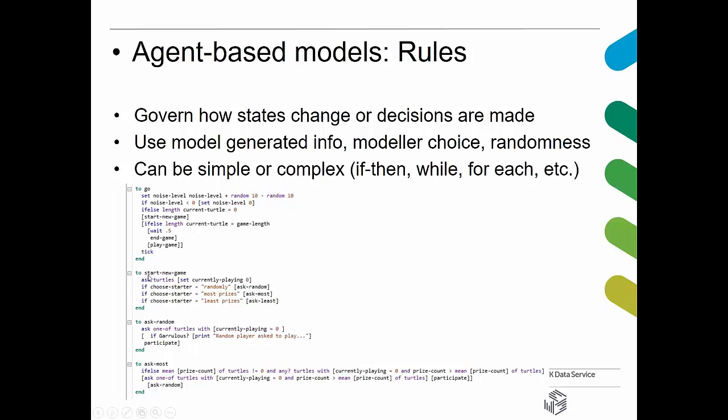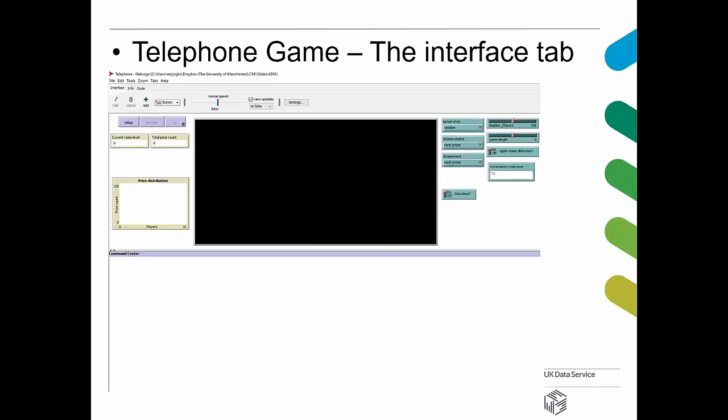And here we see, to start a new game, you ask the turtle, you set whoever's playing to 0, and you can choose a new starter randomly according to whoever has the most prizes or least prizes. That's a feature that the modeler decides to set. So I'll just come on to the interface tab and I'll show you here, choose starter, most prizes is currently set. So that's something that you can determine, how you want the game to run.